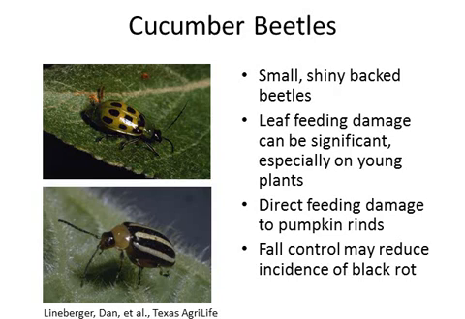Cucumber beetles are the vector of bacterial wilt disease. Cucumber beetles can also directly damage pumpkin rinds. Fall treatment with foliar insecticides to prevent feeding damage may also reduce the incidence of black rot.